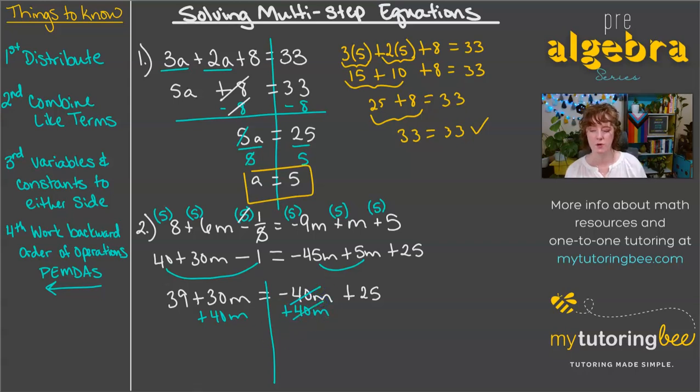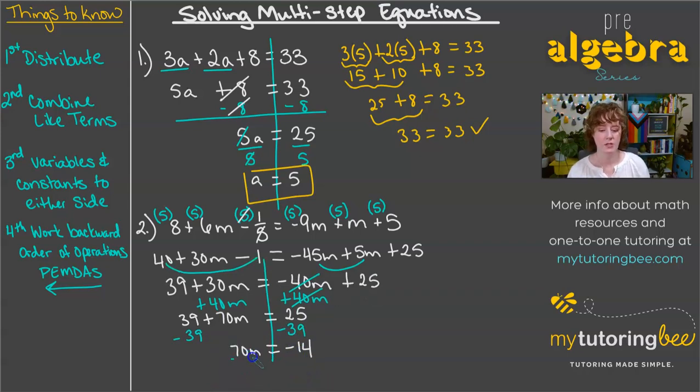So that's going to get rid of it over on the right and leave me with 39 plus 70m equals 25. And since I got rid of that variable term on the right, now I need to get rid of the constant on the left. So I'm going to subtract 39, subtract 39. That gives me 70m equals, and then 25 minus 39 is negative 14.